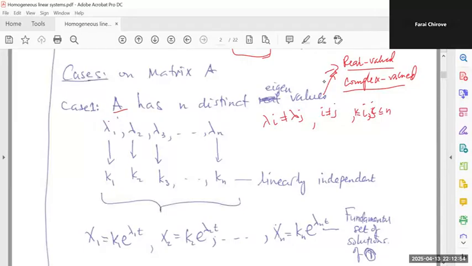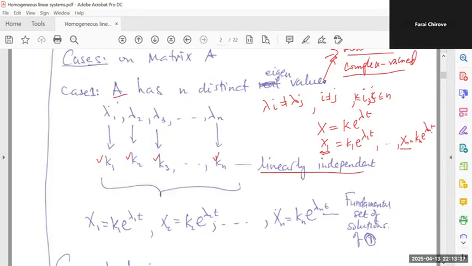Now what will happen is, associated with each eigenvalue, we have a unique eigenvector. Remember, our x is a vector; we said it's k e to the power lambda t. So we then have solutions: x1 is equal to k1 e to the power lambda 1 t, and up to xn is equal to kn e to the power lambda n t. These are solution vectors, n of them, and these eigenvectors are linearly independent.